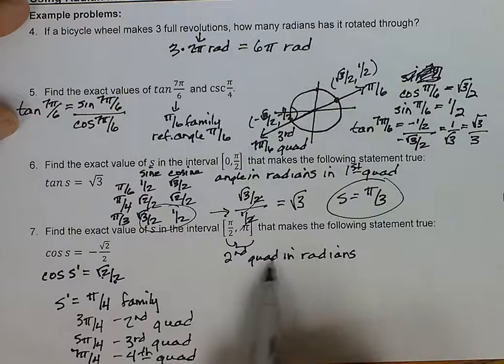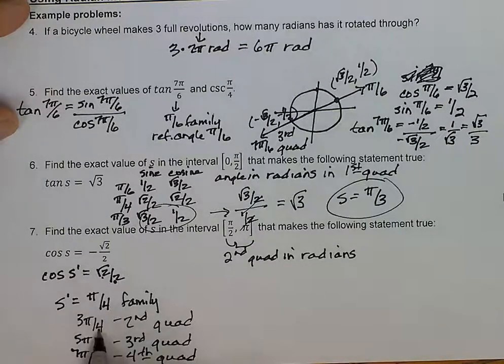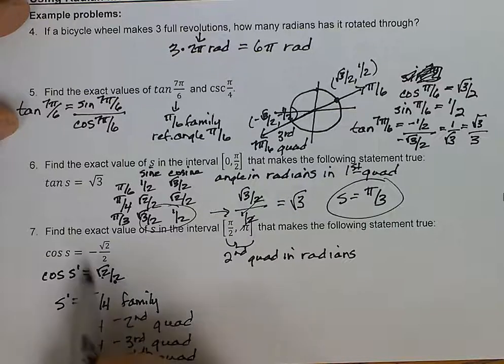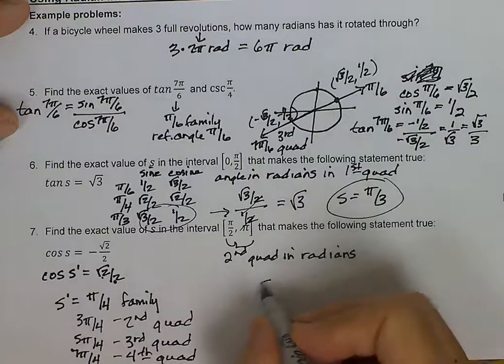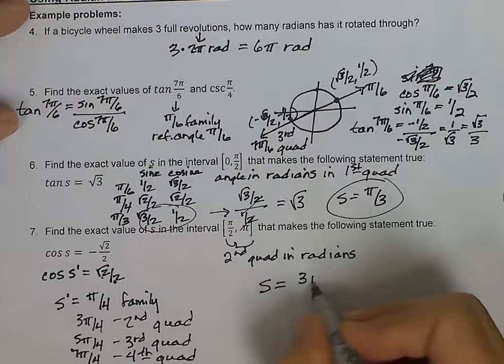We were looking for one in the second quadrant. That would be 3 pi over 4. And if we think about it, if we know that's in the second quadrant, that means the cosine will be negative, so it fits what we had up here. So our S is 3 pi over 4.